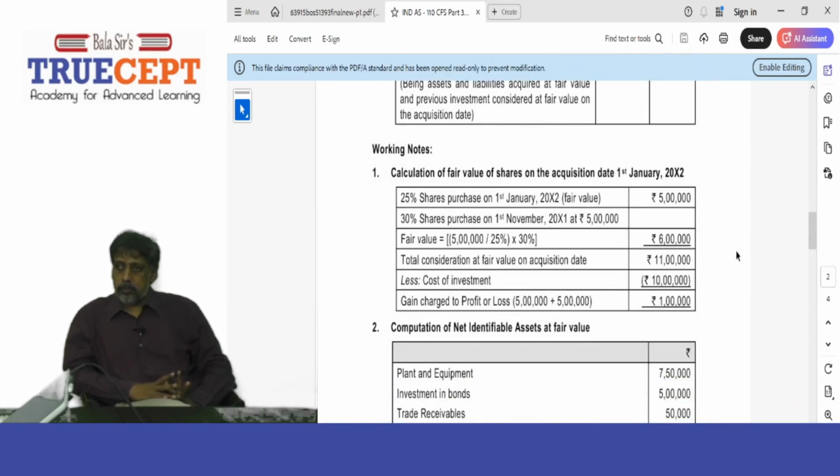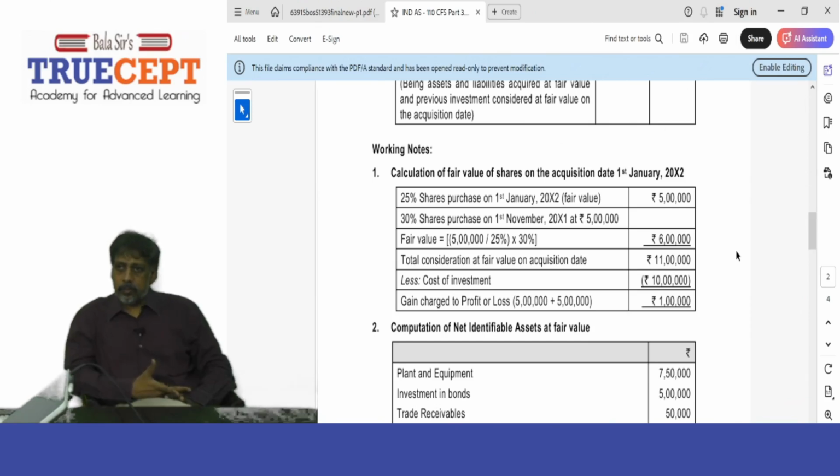25% shares purchased on 1st January 20X2, the fair value is 5 lakh rupees. Therefore, 30% shares purchased on 1st November 20X1 at 5 lakh rupees. So the fair value would be 5 lakh by 25% into 30%. How much? 6 lakh. That is worth 6 lakh, we discussed, right? Therefore, there's a 1 lakh increase.